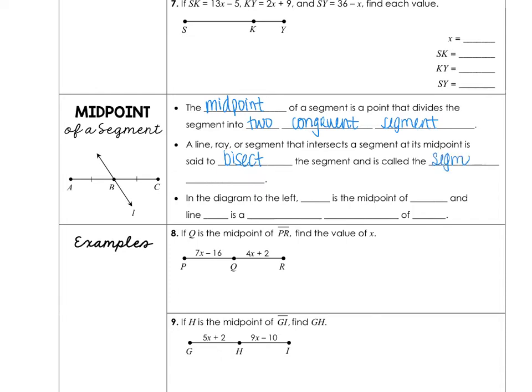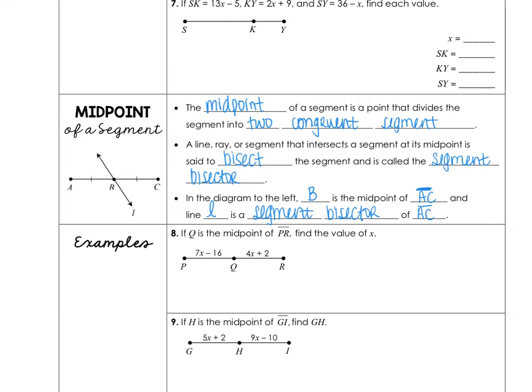Again, when we think about it, it makes a lot of sense. But we're putting words and vocabulary and common language to what we are thinking about here. So in the diagram to the left, B is the midpoint of the line segment AC. Notice this line doesn't have arrowheads on each side because it stops. It's a line segment AC. And line L is a segment bisector of line segment AC. Okay.